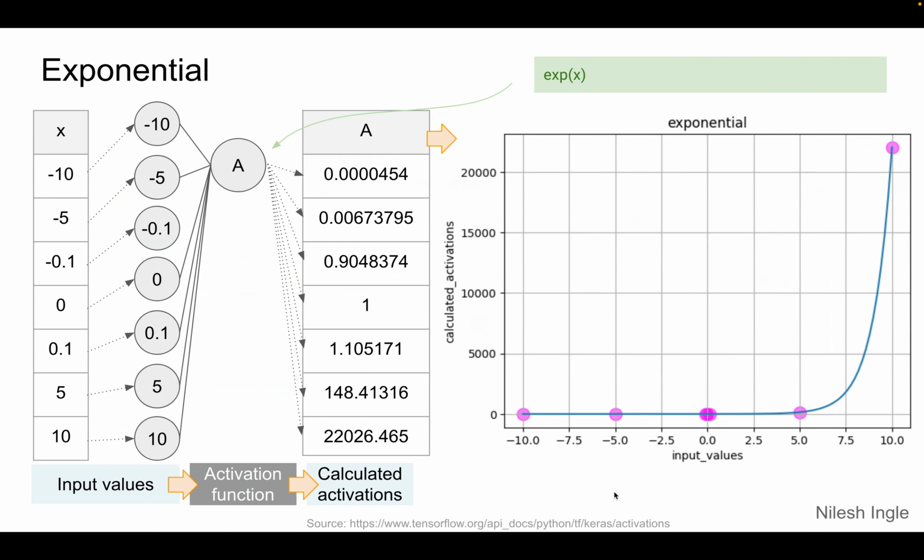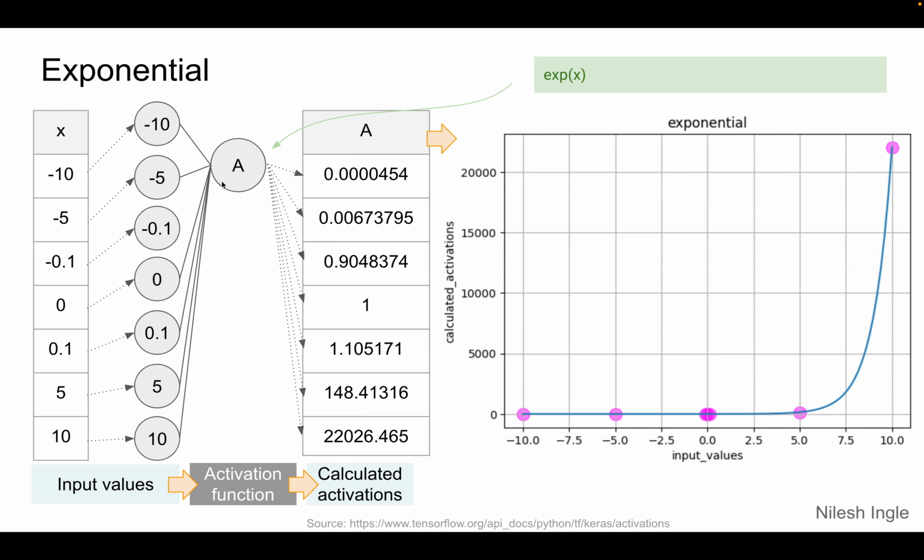Let's look at the exponential activation function. Here on the left hand side is an example. Let's say we have these input values, also written here in the table with just one column x, that has values -10, -5, -0.1, 0, 0.1, plus 5, and then plus 10.